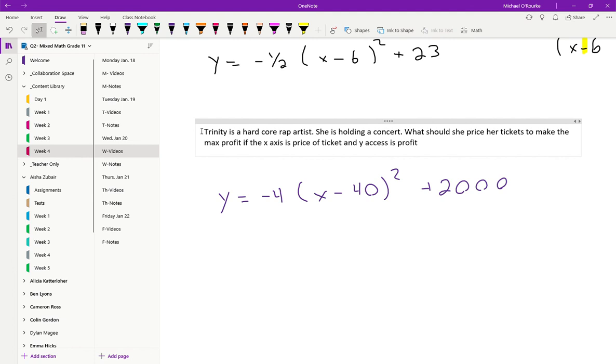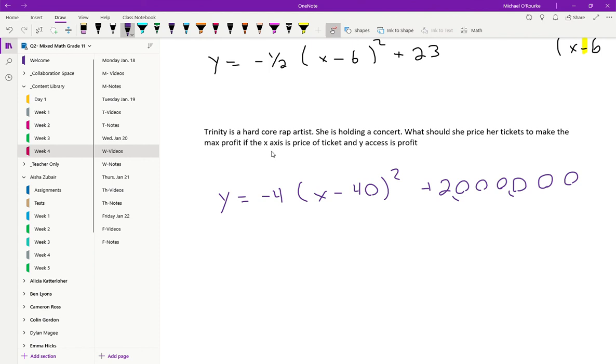Alright. So let's say that's the question. Let's say she's a good artist. Let's add some zeros here. Okay. So Trinity's a hardcore rap artist. She's holding a concert. What should she price her tickets to make max profit?